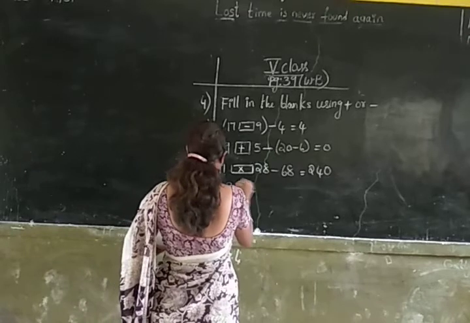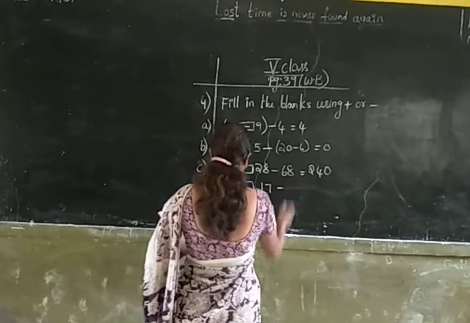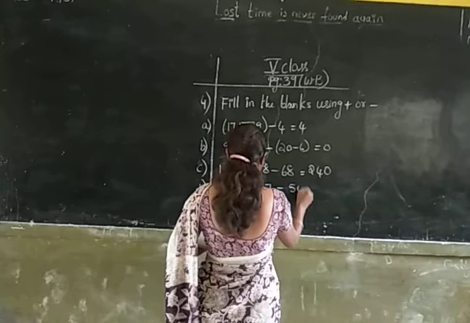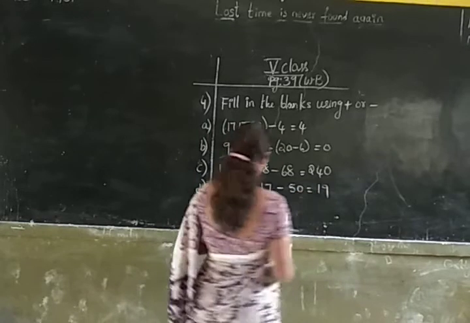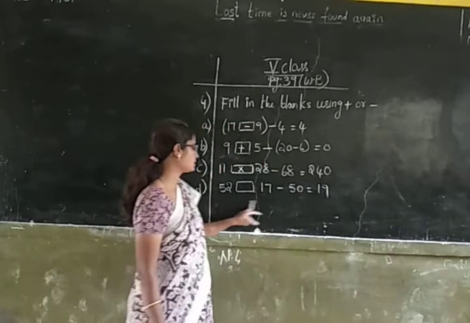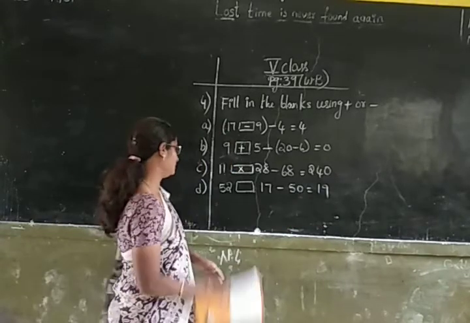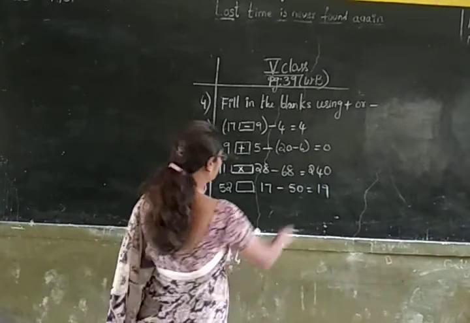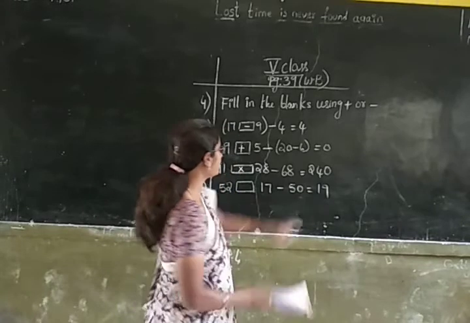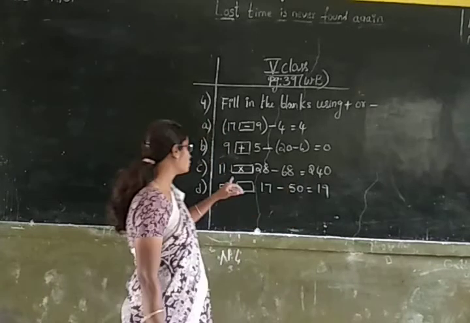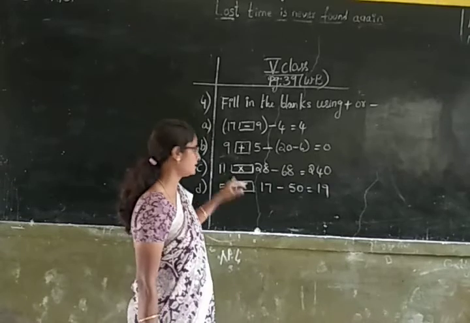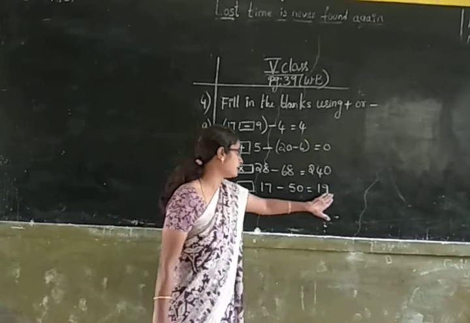52 box 17 minus 50 is equal to 19. Here we have to get the result 19. Okay children? Here we have to get the result 19.